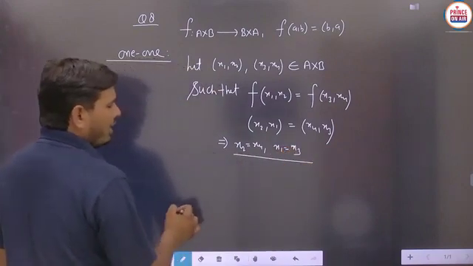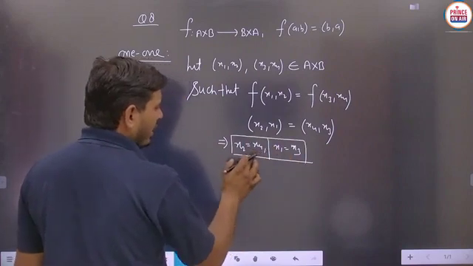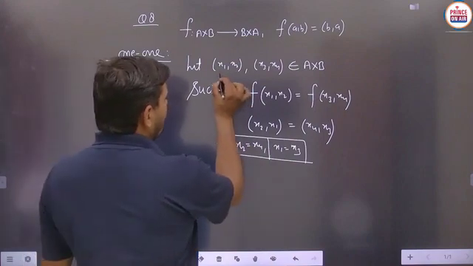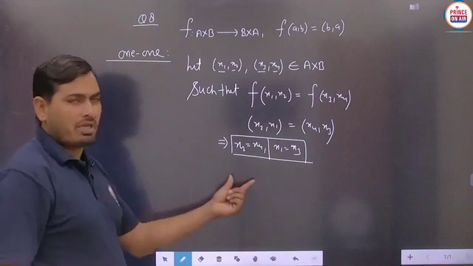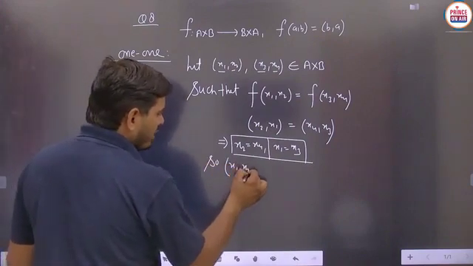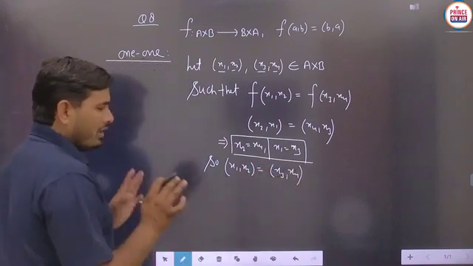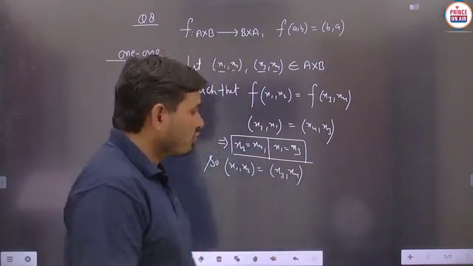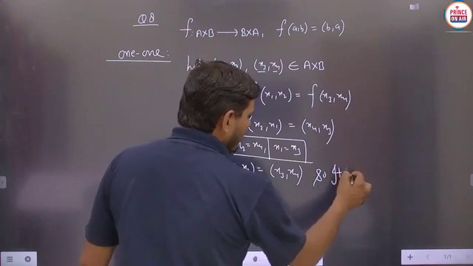Suppose we obtain these situations, meaning x1 and x3 are found to be the same, and x2 and x4 are also found to be the same. So x1 comma x2 equals x3 comma x4, and in such cases, students, the function is always said to be 1-1. So it is 1-1. Is it clear?